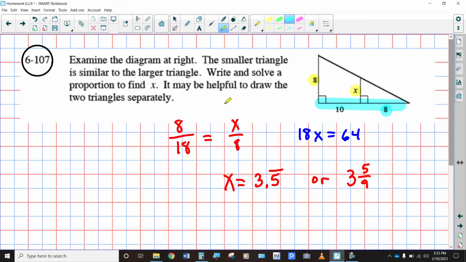So we can put the 8 and the x in the numerator and the 18 and the 8 in the denominator. And please make sure, since the 8 and the x correspond to each other, they both go in the numerator, and the 18 and the 8 correspond to each other, so they go together in the denominator. So to solve this, use proportional reasoning, and I believe doing your cross products is the easiest method, and then eventually we'll divide 64 by 18, and that's going to give you the value for x.